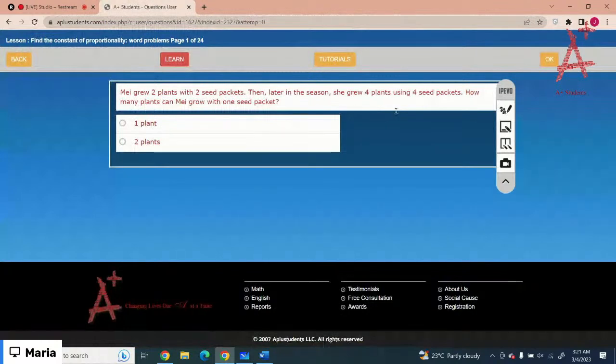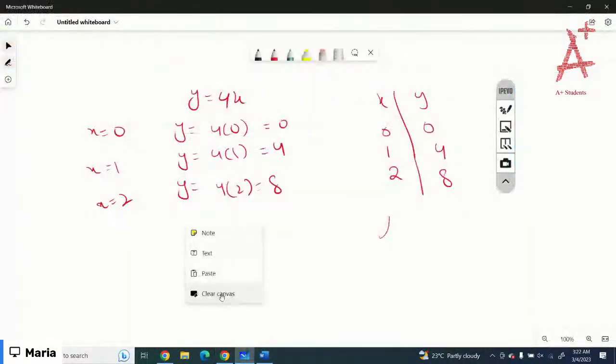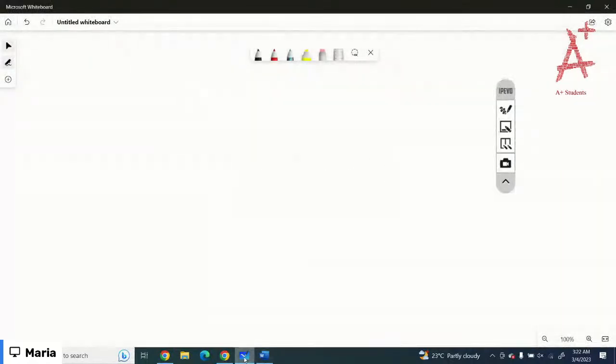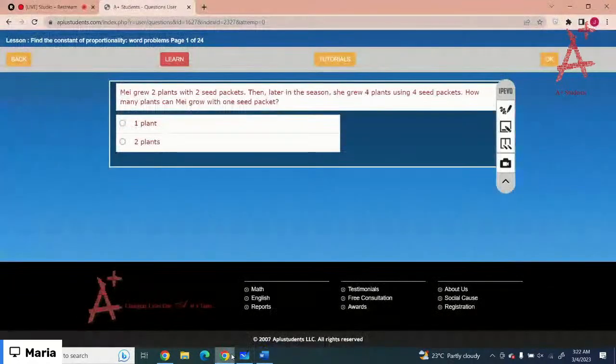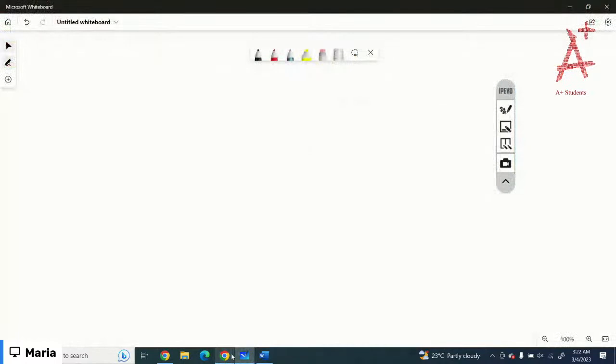May grew plants with 2 seed packets. Then later in the season, she grew 4 plants using 4 seed packets. How many plants can May grow with 1 seed packet? Got it? You need to calculate the plants that are grown by 1 seed packet. So let's just make a table. You have two of the values. X is plants and Y is seed packet. Got it?